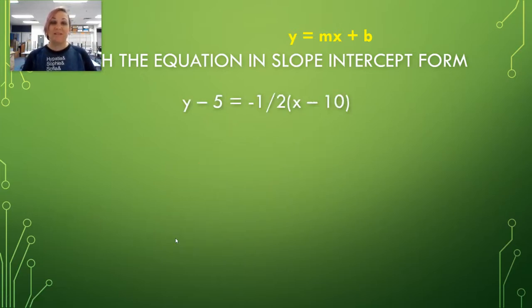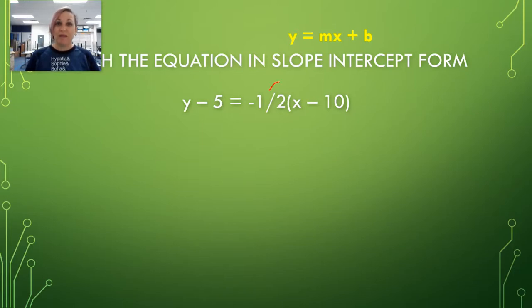Next, let's practice changing point slope form into slope-intercept form. When given point slope form, your first step should be to distribute your slope into the parentheses. Since we are changing it to a different format, we are allowed to distribute. When you distribute, it is a multiplication problem.